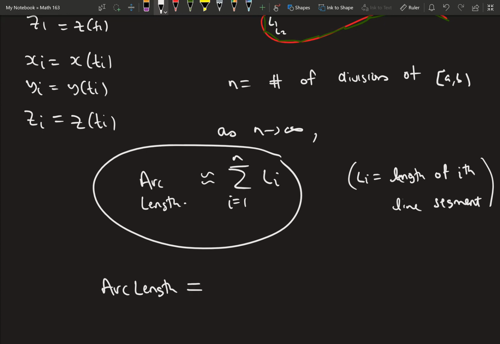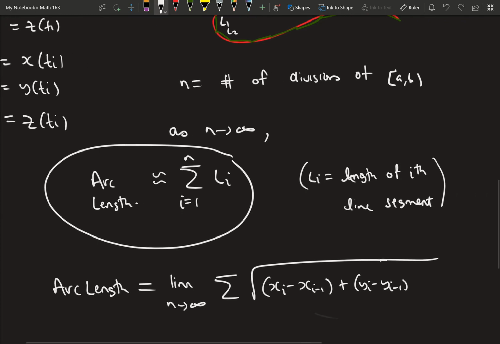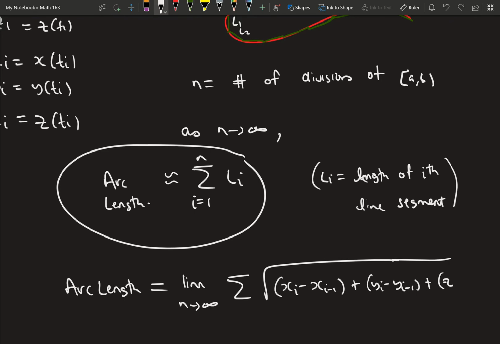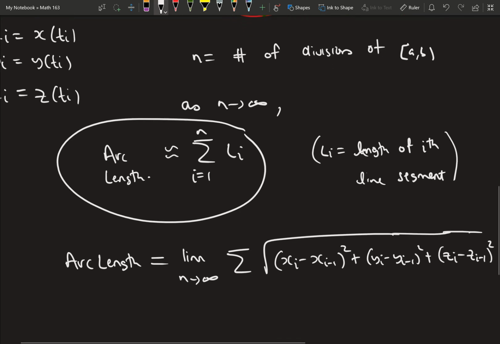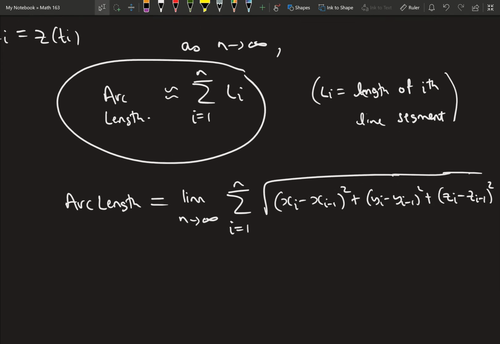is actually equal to the limit as n goes to infinity of the summation of L sub i. What is that? That's the square root of x sub i minus x sub i minus 1, plus y sub i minus y sub i minus 1, plus z sub i minus z sub i minus 1, where these are all squared. And the summation goes from i equals 1 to n. So in shorthand, we can simply write it this way.